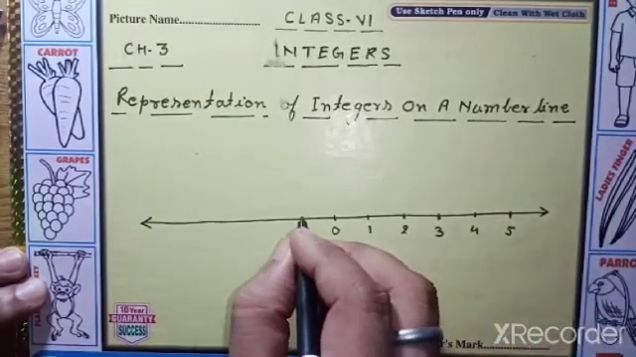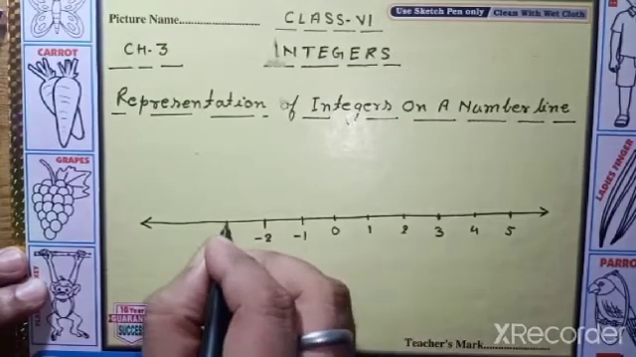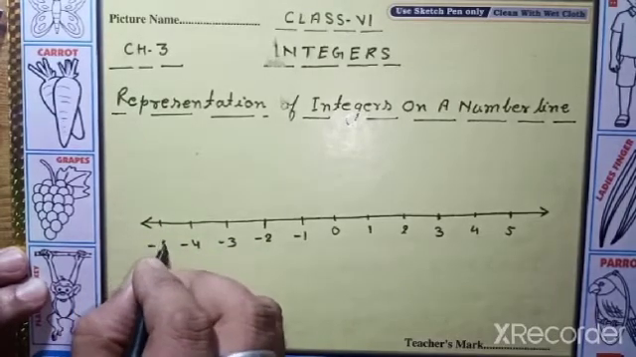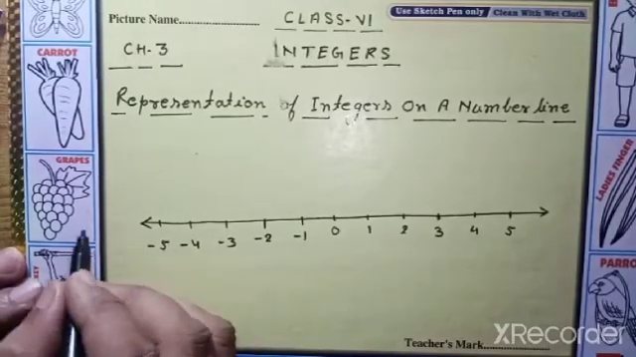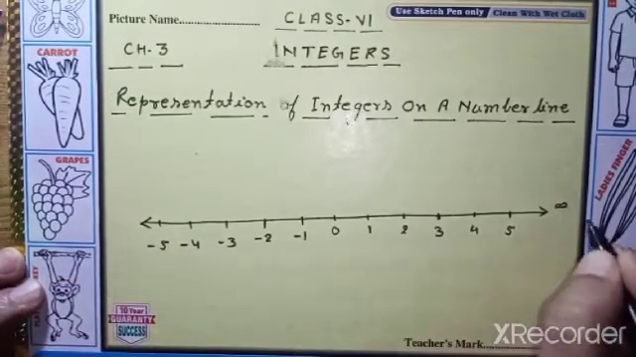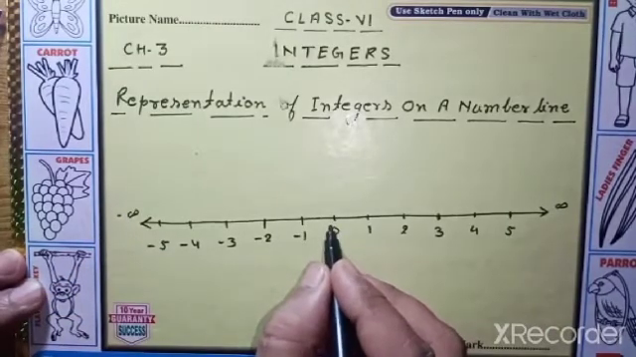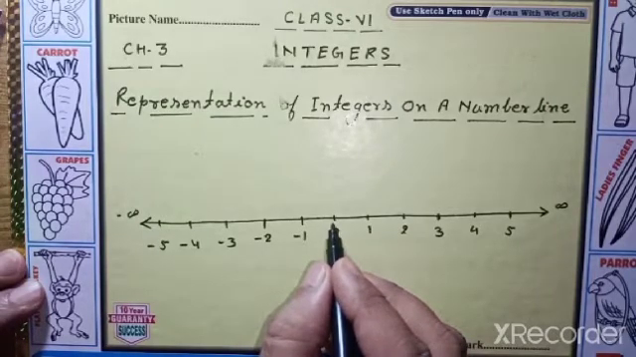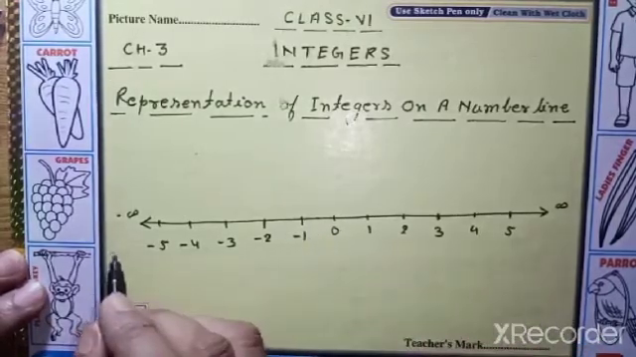Just the same, on the left side -1, -2, -3, -4, -5, and here -5 is not the last number. This will tend to infinity: minus infinity on one side, and plus infinity on the other. Here O is the origin. We have measured all the distances from the origin. So from the origin, the right side is positive integers and the left side is negative integers.